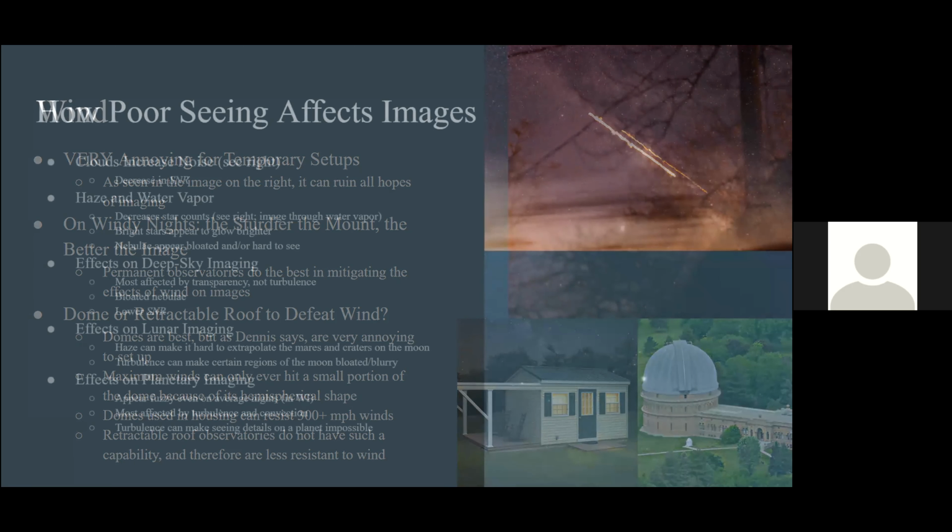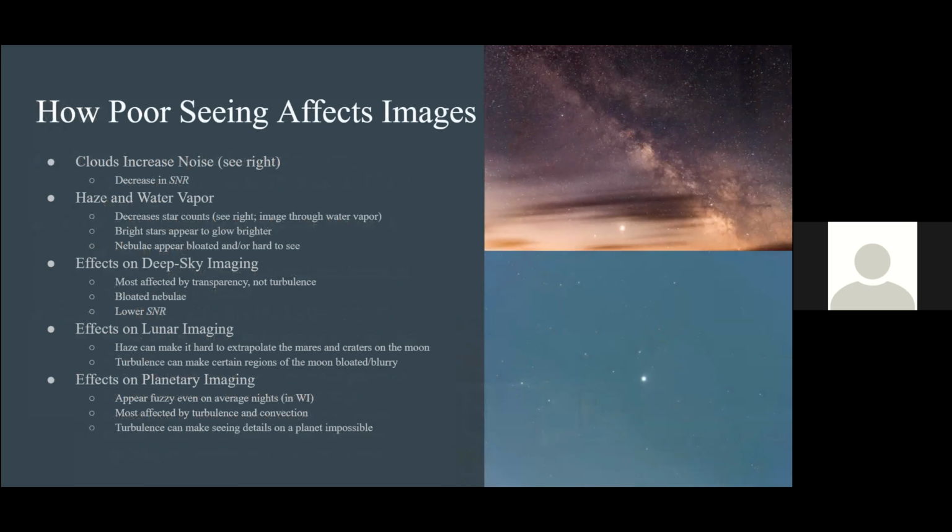So, how poor seeing affects images. Obviously, clouds increase noise. I have an example of my own image, the first time I ever took an image of the Milky Way. You can see on the image on the right, on the top right, there is a significant amount of noise, even more so than the rest of the image, in that cloud region right above Jupiter and Saturn. There's a lot of noise as well, especially color noise. And this is after a significant amount of editing.